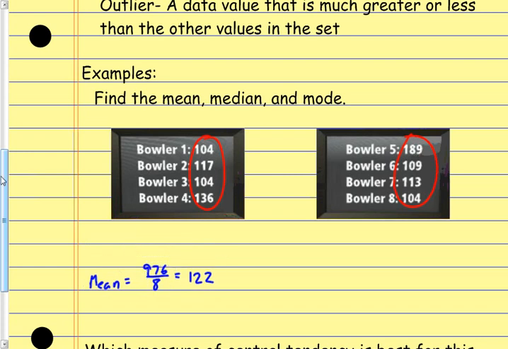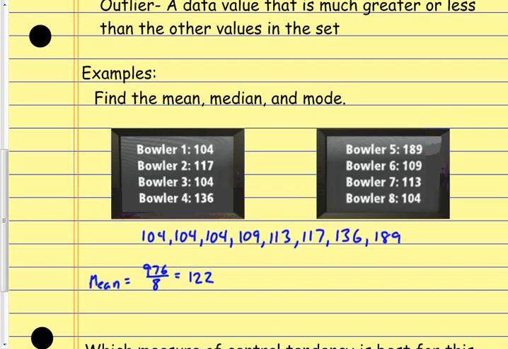The next thing I want to look for is my median. This doesn't look very nice in terms of the way it's written right now, so I'm going to rewrite the data so that it's in order. It looks like I have a 104. I've got another one of those, another 104. Then a 109 would be next. I'm just putting these data values in order. Once I have them written in order, I can work my way to the center to see which value is in the middle.